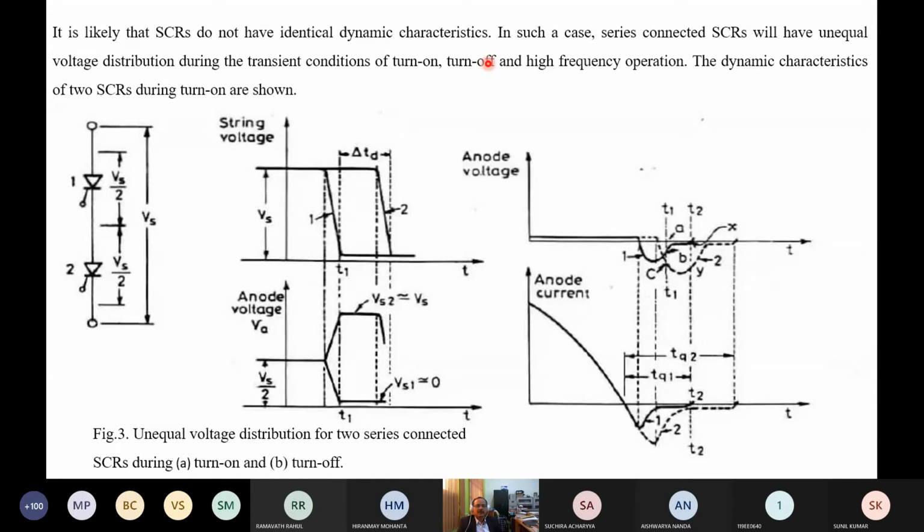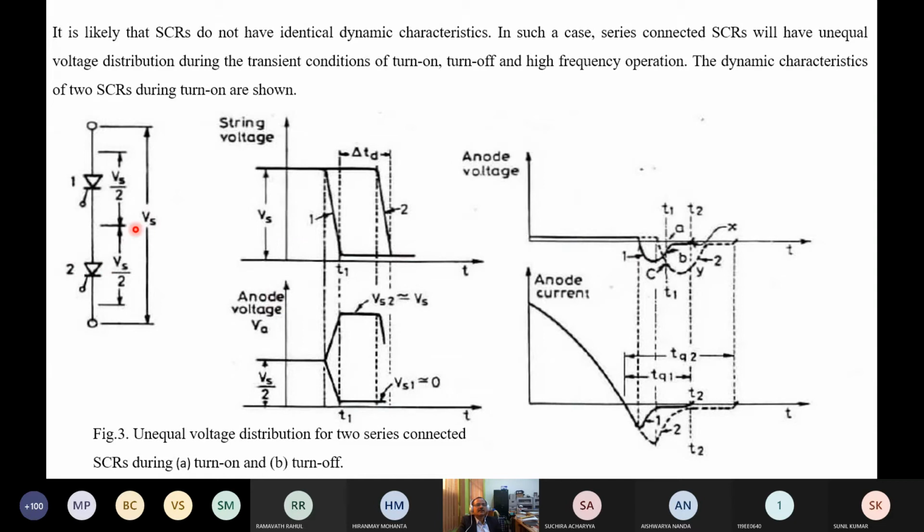So see this figure, study this figure, you can see that thyristors do not have identical switching characteristics. It happens that, suppose there are two thyristors in series, one turns on faster than the other. It happens. Here you can see that both are in the off state.